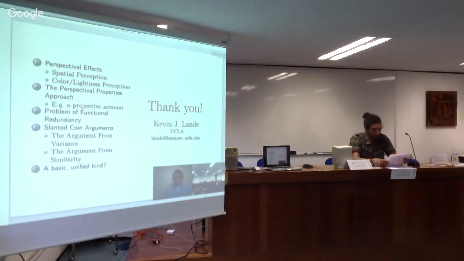The dorsal system is usually thought of as the where stream and processes where things are located relative to you. If you have the perspective properties account, especially the projective account, it looks like those aren't spatial properties, where things are located. Those aren't locational properties. Those are some other sort of property that an object has. Maybe you'd expect them to be processed in a ventral system or something. You wouldn't expect them to be part of the where stream. But that's all very downstream of these initial questions about the theoretical merits of these proposals.